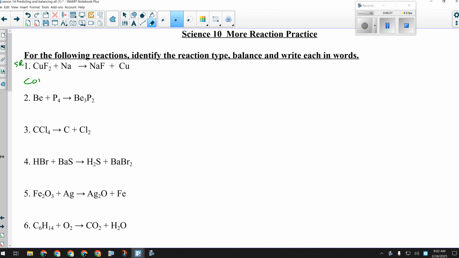The compounds involved: copper II fluoride. I figured that out because fluorine's a -1, so this has to be a +2 here, right? It is reacting with sodium, and that is going to produce sodium fluoride, and copper. Do I need a Roman numeral on copper in this situation?